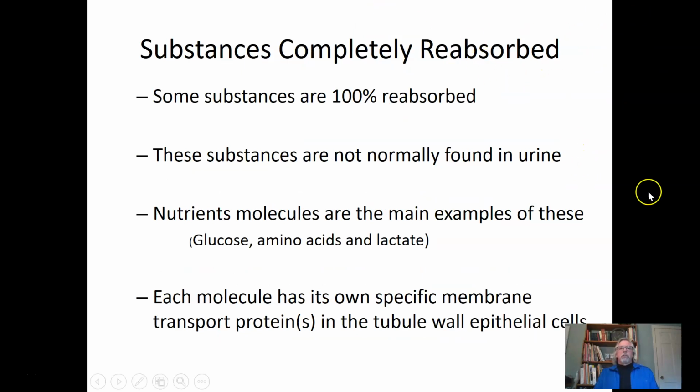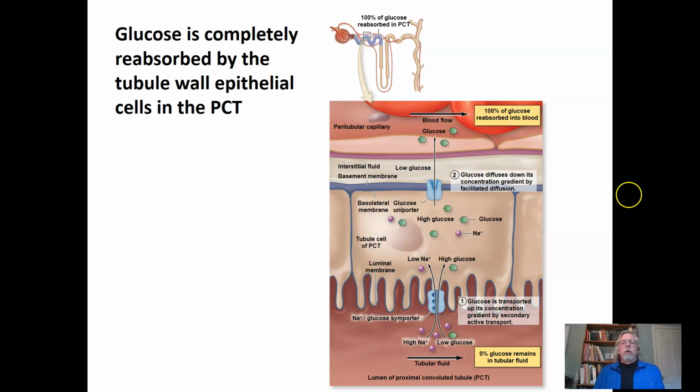And just to go through, some substances are 100% reabsorbed, not at all found in the urine. Usually these are nutrients or energy type molecules due to specific membrane transporters in the membrane of the cells making up the wall of the tubule. Here's an example for glucose, and this is showing the cuboidal cell on the wall of the proximal convoluted tubule.